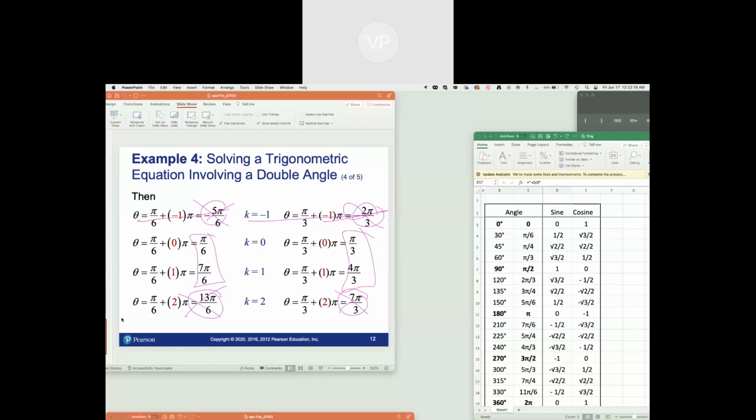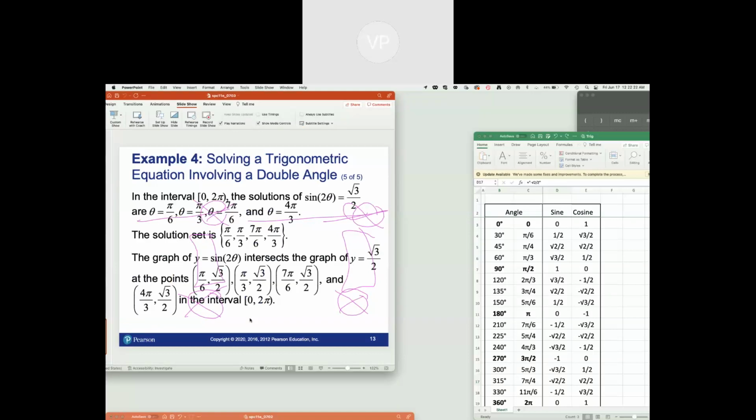Okay, so that's what they would be doing when you're doing the general solutions. Either way is going to give you the same answer. Okay, so your solution set is just these 4 right here.